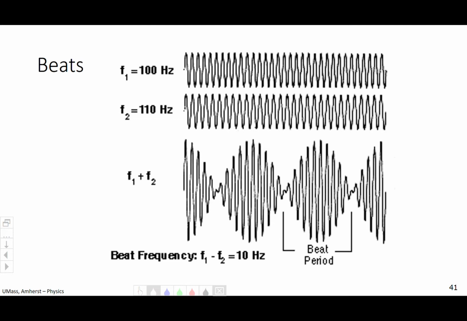So beats. Beats are something that can occur in sound when you layer two different sounds on top of each other that are not the same frequency. If they're very close in frequency, but not exactly the same, then you can get what's called beats. So on top here we have 110 hertz, and down here we have 100 hertz and 110 hertz. If you look at the waveforms themselves, they don't really look that different.